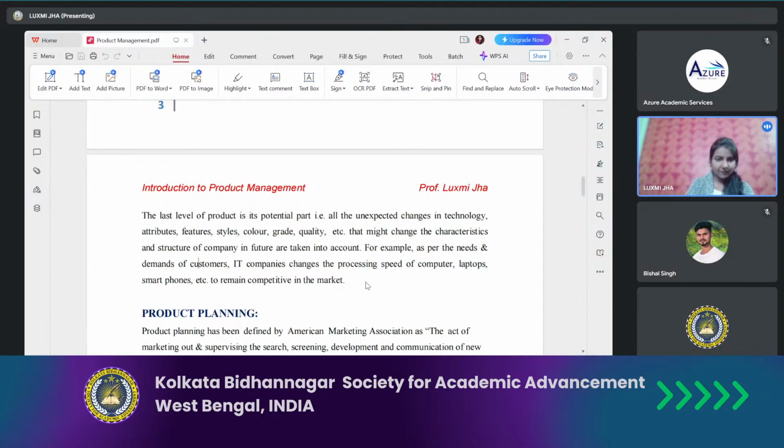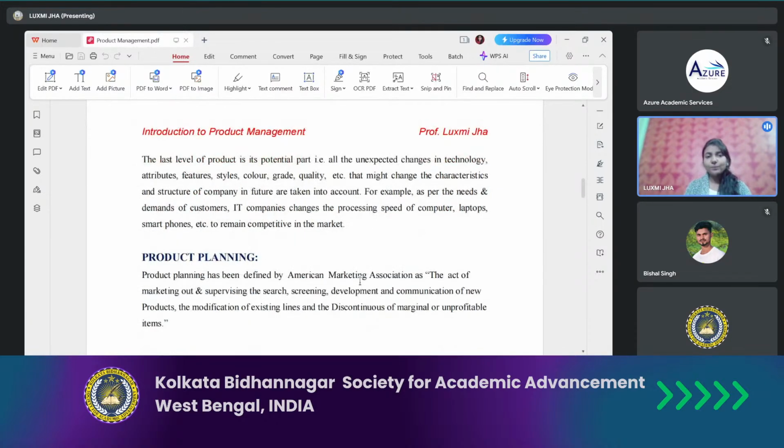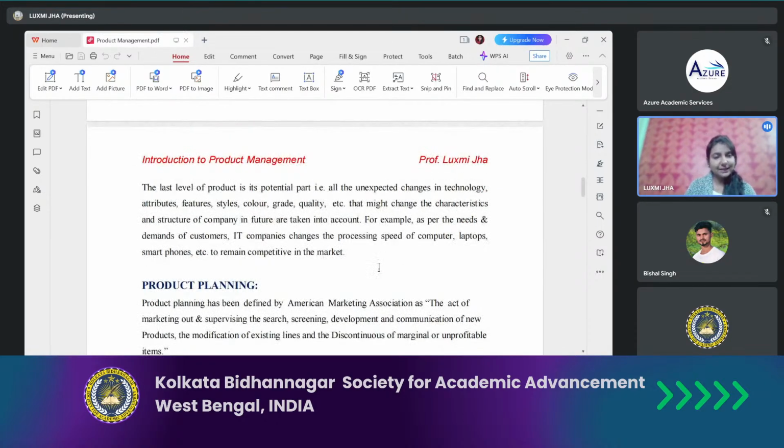Later again it came up. So whenever you see that something can be added to the particular product and has the capability to capture the market, it comes under this purview. Hope this topic, or we say the levels of the product market, is somewhat clear.